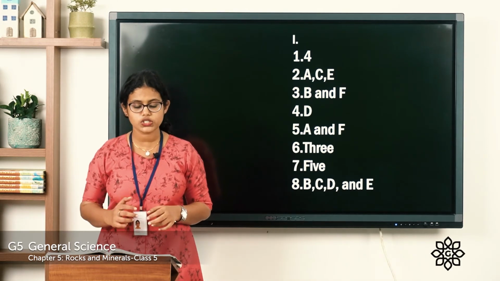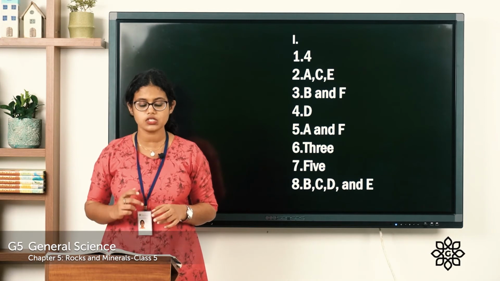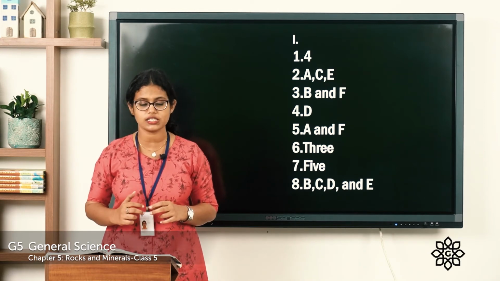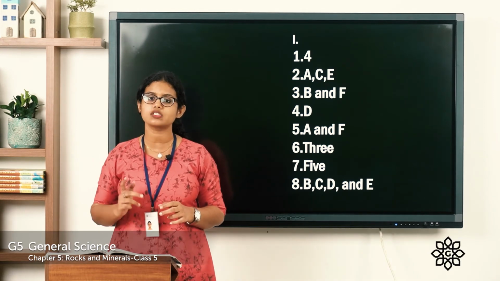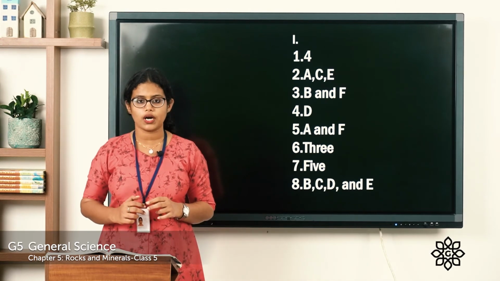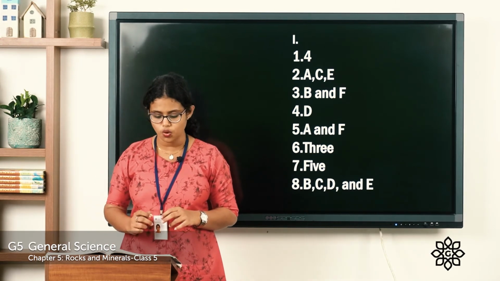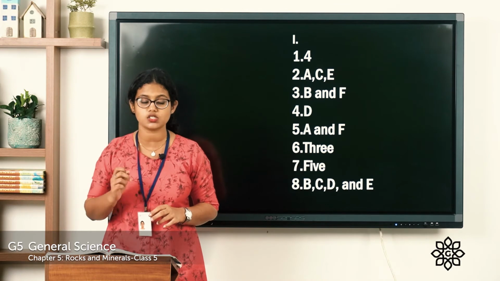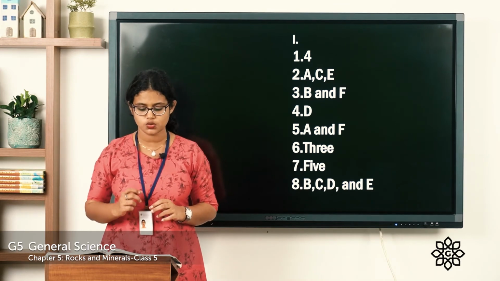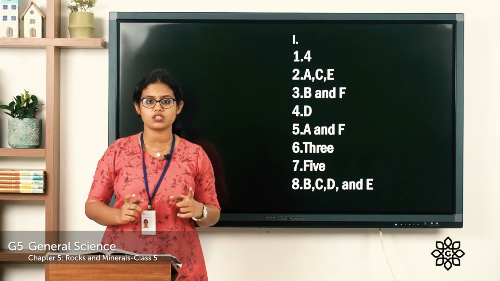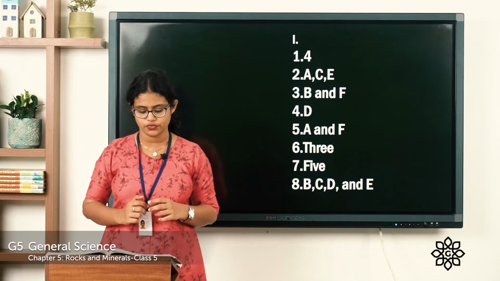Fourth one, which box shows a substance in its liquid state? So, what is the answer? The answer is box D. The fifth one, which 2 boxes show the same substance in its solid and gaseous state? So, what is the answer? The answer is box A and box F.